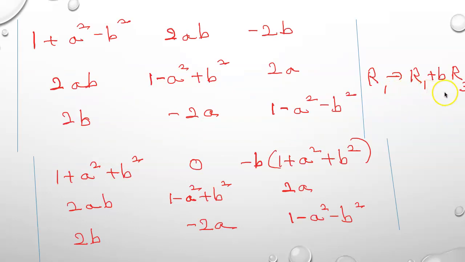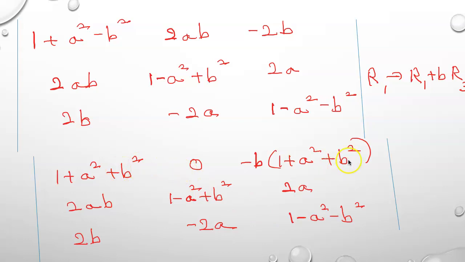I do r1 plus b times r3. So this is your original determinant. If I do r1 plus b times r3, I get 1 plus a squared plus b squared, 2ab minus 2ab, which is 0, and minus 2b plus b into (1 minus a squared minus b squared) will give you minus b into (1 plus a squared plus b squared). The second and third row remain unchanged.